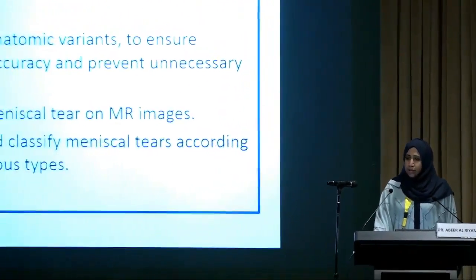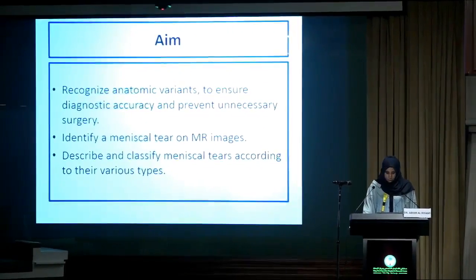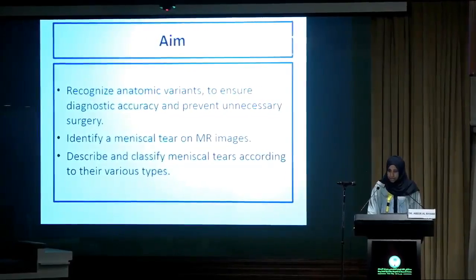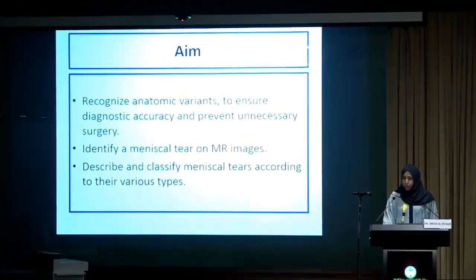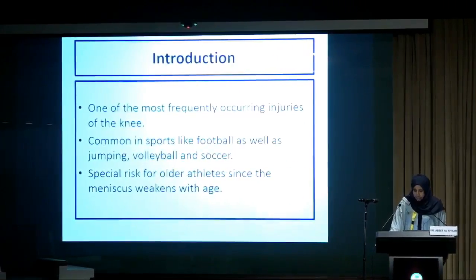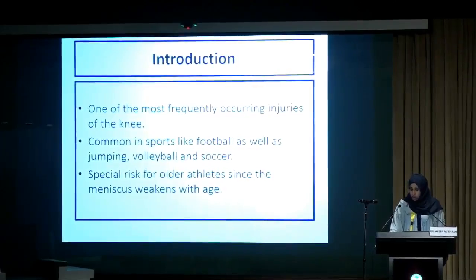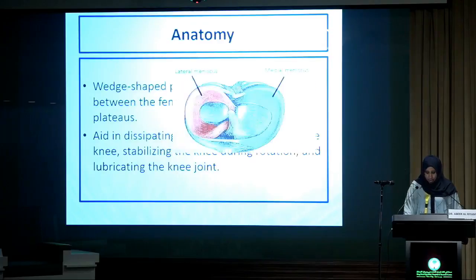The aim is also to identify the meniscal tear on MR images, as it is the best radiological modality of choice, and to describe and classify the tears according to their various types: longitudinal, horizontal, radial, root, complex, and displaced meniscal fragments. Meniscal injury is one of the most frequently occurring injuries. The meniscus is located between the femoral condyle and tibia. It aids in stabilizing the knee and lubricating the knee joint, and the posterior horn of the medial meniscus is the shock absorber and the weight-bearing portion.